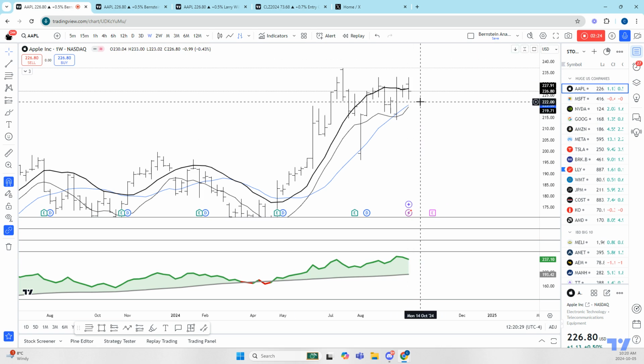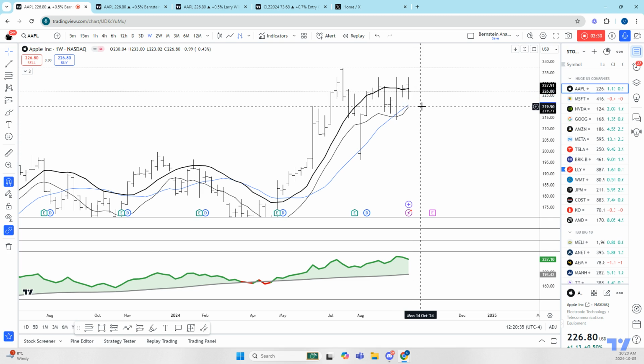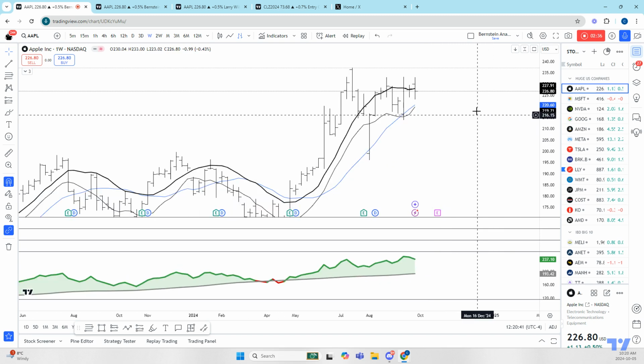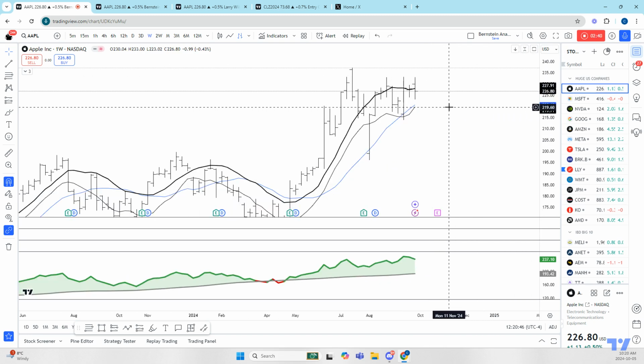Basically, buy the dip. If we do get a dip, like last week closed as a down close candle. So if we do get a dip down to 219, basically, I think that's a great area to look for longs on Apple.